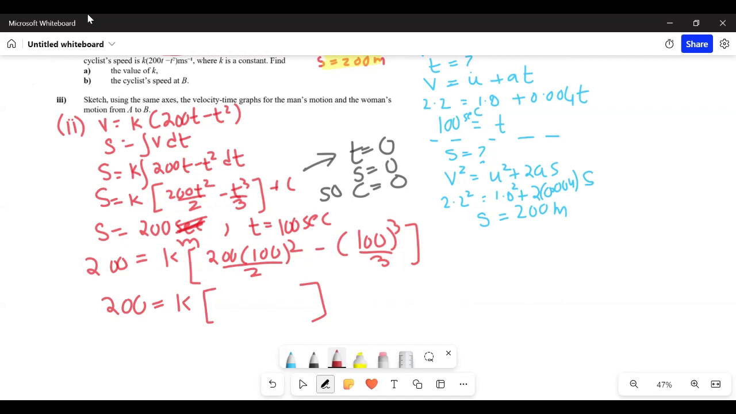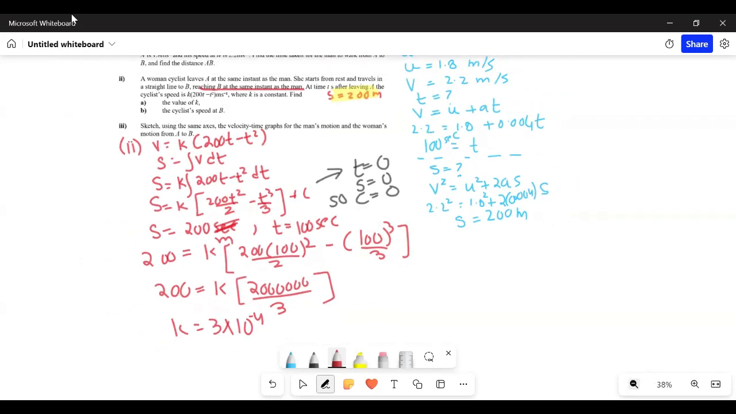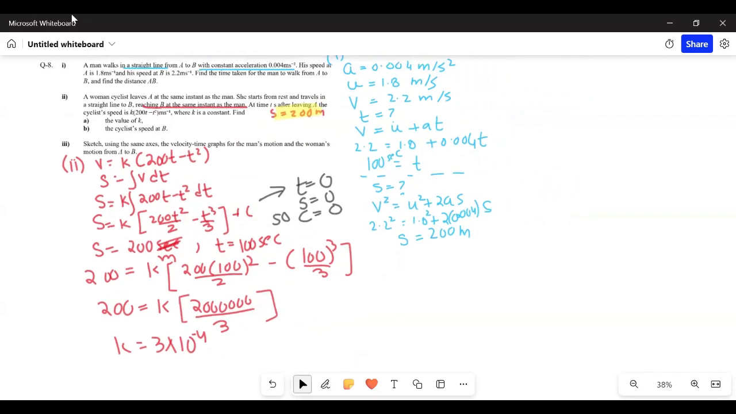I'm getting a big number, 2 with 6 zeros, and upon 3. Now I'm going to divide this with 200. So I'm getting 3 into 10 power minus 4, which is the correct value of k. So this is what we get for k. Okay, that's just the first part.